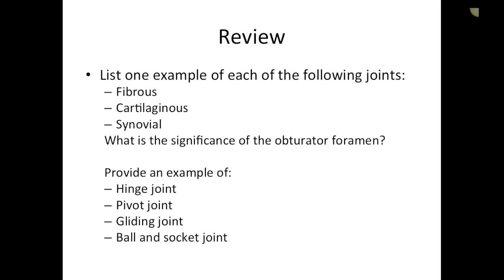So some review: list one example of each of the following joints: fibrous, cartilaginous, synovial. What's the significance of the obturator foramen? Provide an example of a hinge joint, a pivot joint, a gliding joint, and a ball and socket joint. Secret, those are in your textbook.